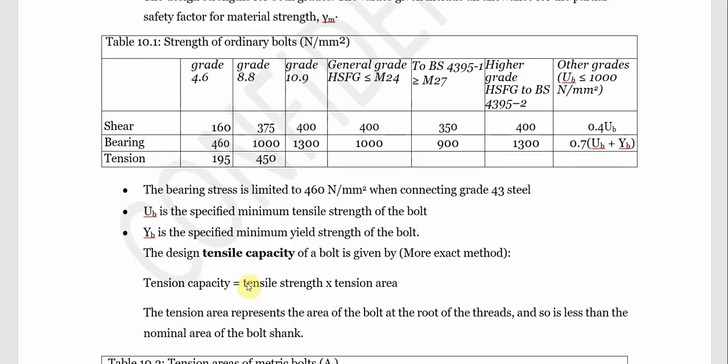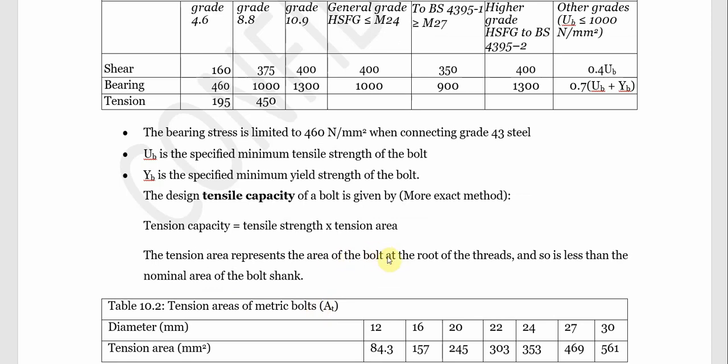Now let us look at tension capacity. What do we mean by the tension capacity? That is the capacity of tensile strength that this bolt can withstand when it's being connected, and it is usually determined by tensile strength and the tension area. Now the tension area represents the area of the bolt at the root of the thread, and so it's less than the nominal area of the bolt shank. I will explain that one better.